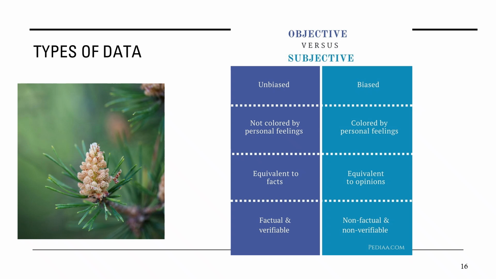Okay, and here's the part that does get me going, if you want me to be on a soapbox at some point. That is objective versus subjective. And in science experiments, there's no room for subjectivity. It is all objective. And so you can think of objective being non-biased. Okay, so it's a fact, it's measurable, it's a number. It's not colored by your personal feelings.